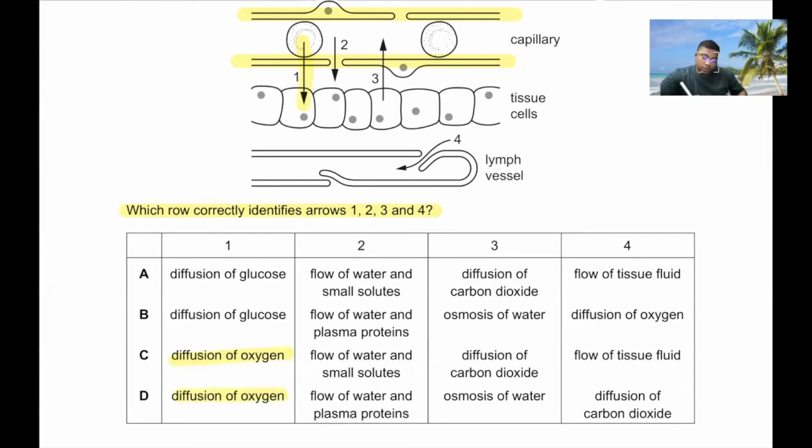Arrow number 2, flow of water and small solutes. All right, flow of water and small solutes are correct. Flow of water and plasma proteins. You see, from capillary, plasma proteins cannot leak out. All right, in typical condition, it won't leak out. So option number D is wrong. Now, for option number 3, diffusion of carbon dioxide, definitely it could be diffusion of carbon dioxide from the respiring cells into the plasma. And 4, flow of tissue fluid. Yes, 4 is flow of tissue fluid. So option C is the correct one.